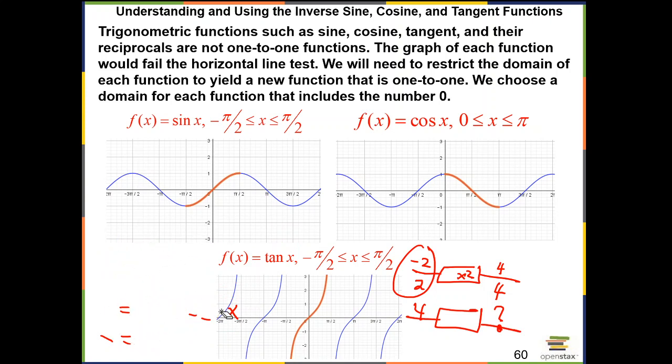Now, what do we do if we have a function that is not one-to-one? Let's say we have y equals x squared, and it is not one-to-one. What do we do? Well, we can make it one-to-one.